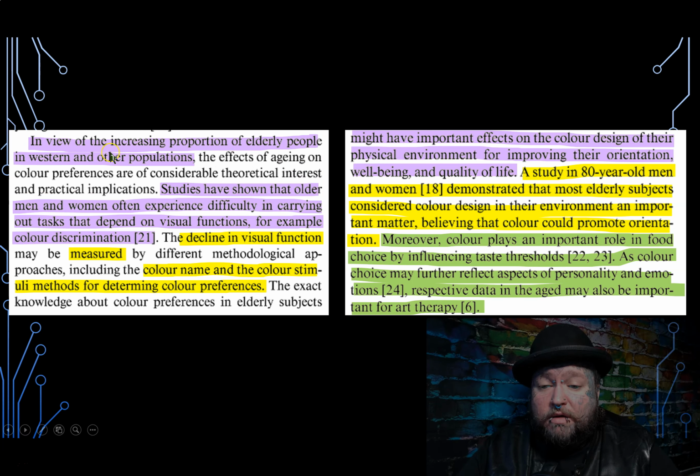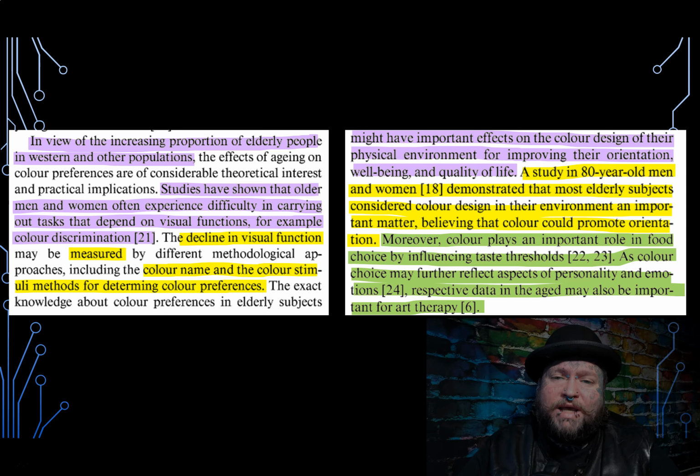Okay, so in view of increasing proportion of elderly people in the Western and other populations, studies have shown that older men and women often experience difficulty in carrying out tasks that depend upon visual functions, for example, color discrimination, like anything else from here measured. So, like, overall, this is still saying, well, why? They're expanding that, like, well, okay, they're seeing that association from elderly in this age color, and then issues of what could, like, problems that people have then with this, and why their study, if they can figure out which color preferences are from there, then that could lead to other designs of stuff. Like they even mention here, moreover, color plays an important role in food choice by influencing taste thresholds.